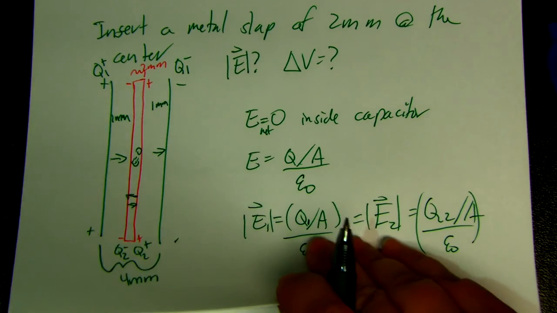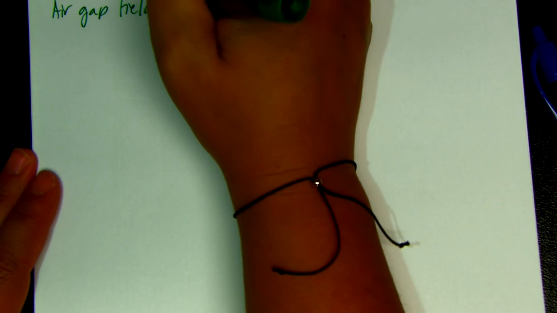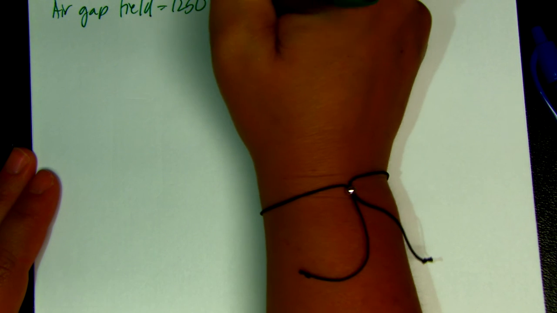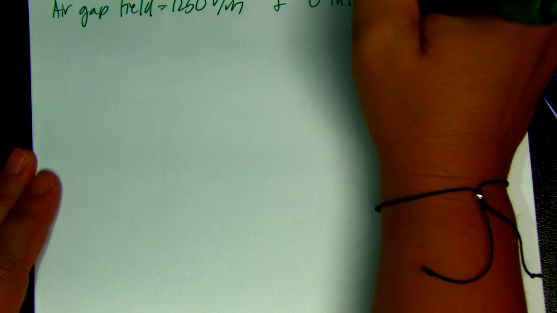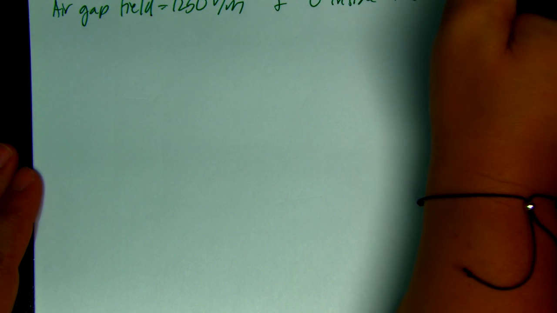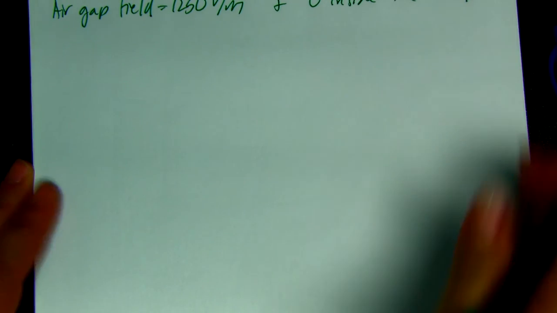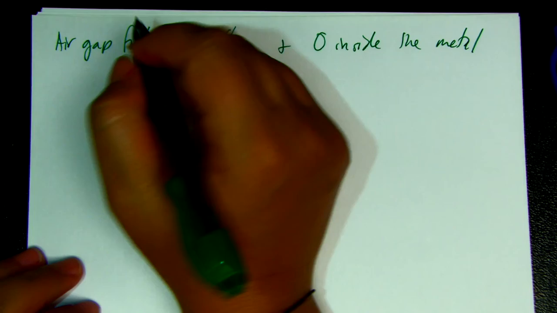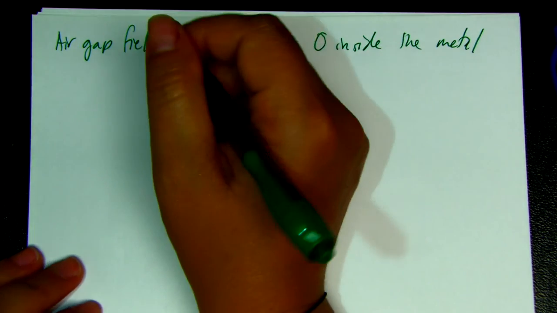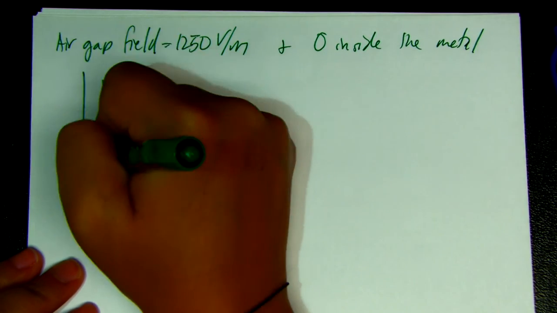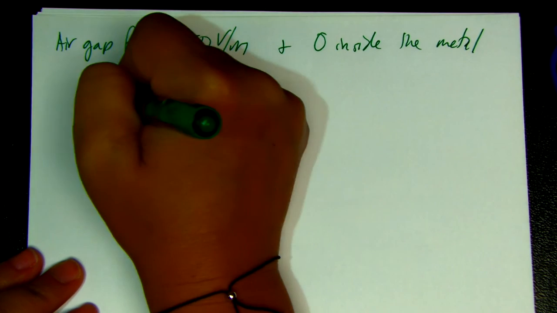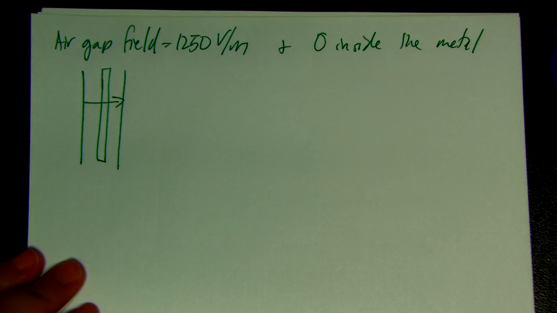All right, so the effect is that the field in the air gaps is 1250 volts per meter and 0 in the metal. We've already calculated the air gap field, it's 1250 volts per meter and 0 inside the metal. Remember, the fringe field is small, so we're going to neglect it. And we can go ahead and calculate the potential difference across all the regions. So now we're going to traverse this and go through all of the different regions.